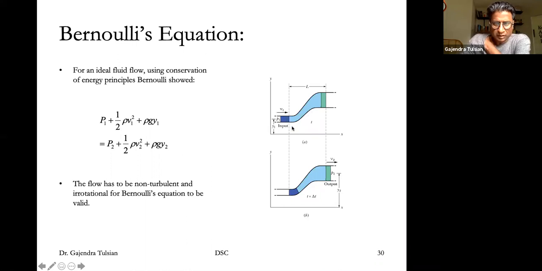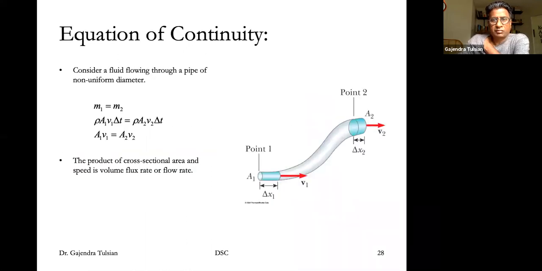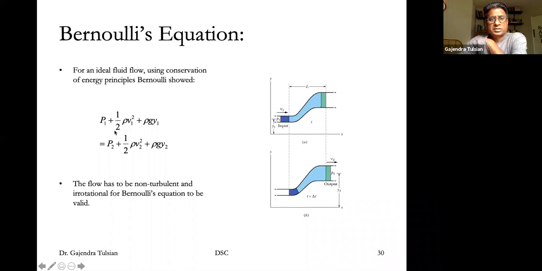All right, so again, here are the two equations that we're interested in for fluids flowing. The equation of continuity that tells you how the velocity of a fluid changes at different locations, and Bernoulli's equation, which states the sum of these three terms is constant. Pressure plus kinetic energy per unit volume plus potential energy per unit volume. The sum of these three terms remains constant.